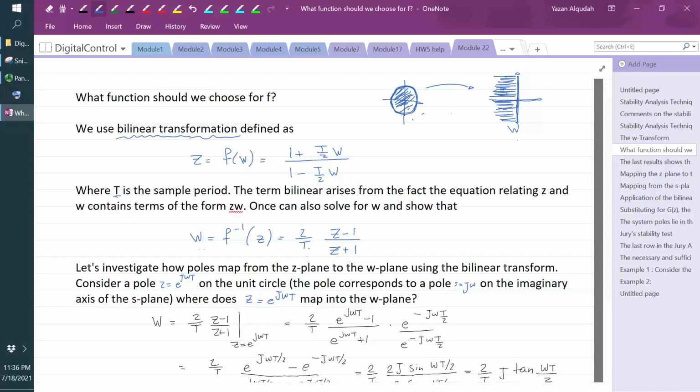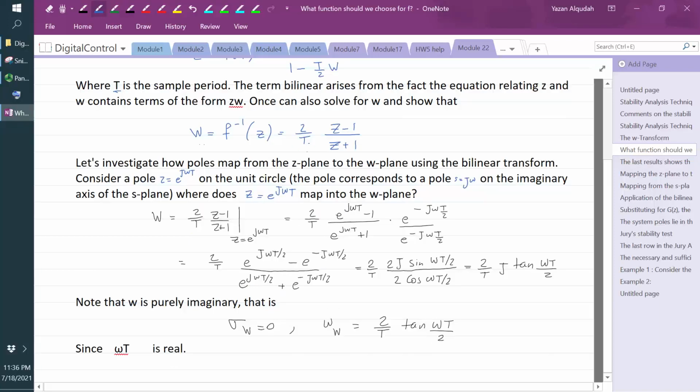Let's say that we have a pole that is located at Z equal e to j omega t. And therefore this pole is on the unit circle. And this corresponds to a pole that is j omega on the imaginary axis of the S plane. So again, now we have three planes that we're talking about. We have S plane for continuous time systems, we have z-plane for discrete time systems, and now we have a w-plane.